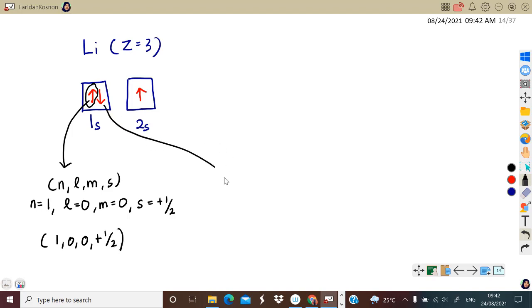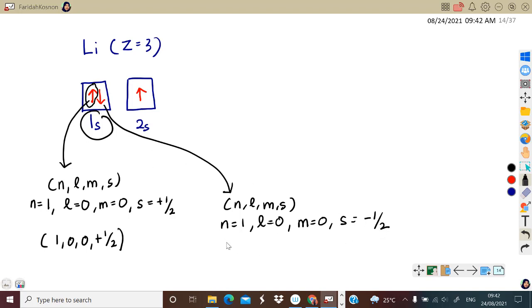For the second electron, n, l, m, s. n is 1, still lagi 1s orbital, so l is 0, m is 0, s, you tengok arrow pointing downward, so negative half. So, kalau saya tulis a set of 4 quantum numbers kat sini apa? 1, 0, 0, negative half. Alright. So, adakah sama? Sekarang ni, adakah sama set of 4 quantum numbers itu?